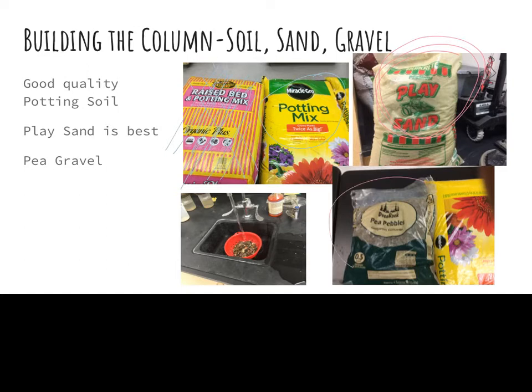And then you can just get gravel from the garden store or the hardware store. Pea pebble gravel works great. The thing about the gravel, though, is that it's nice and cheap. It's like $3 a bag, but you have to rinse it. And this is where the colanders come into play. I have one colander per group. I bought them at the dollar store. And the kids can rinse their gravel. It needs to be super, super clean.